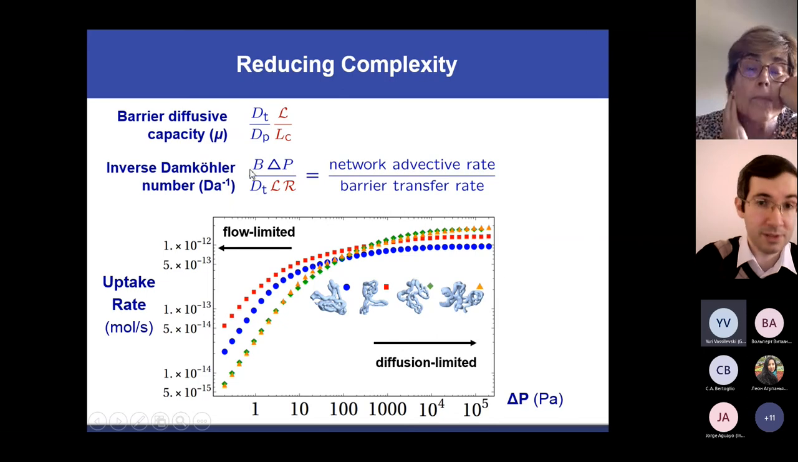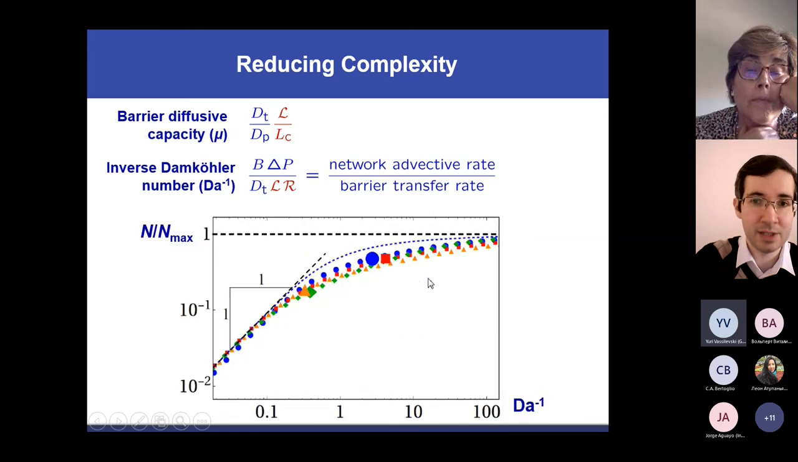And the answer, of course, since I showed it to you, is that using the right parameters, we can collapse the data in a quite nice way. So you can see that by scaling the flux with the maximum capacity and using the Damköhler number rather than just the flow rate alone, this variability is greatly reduced.